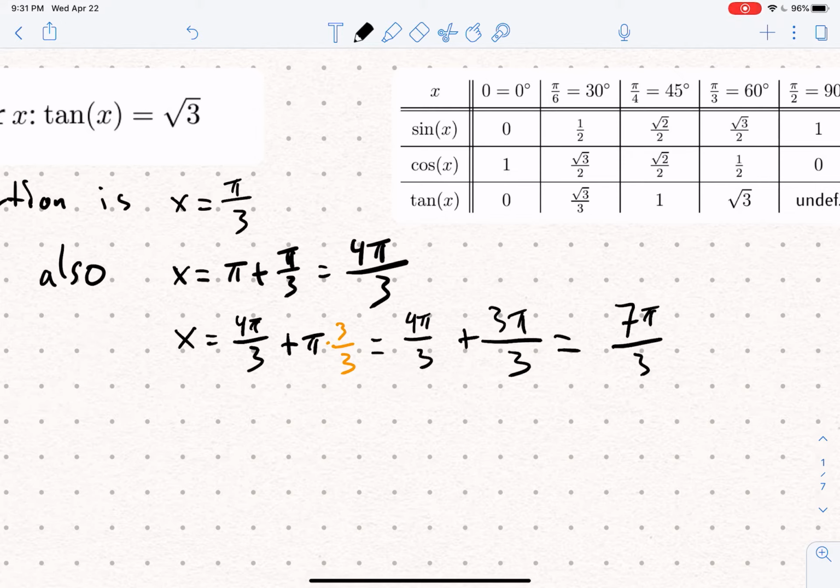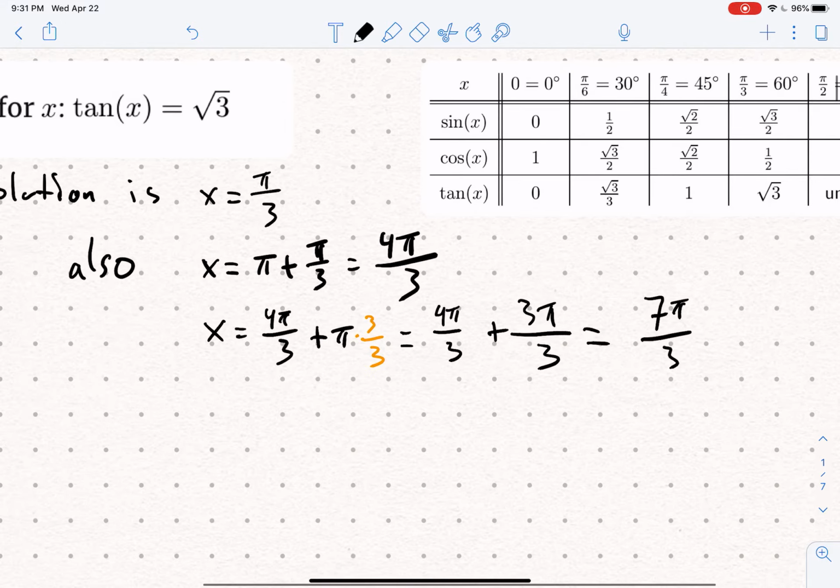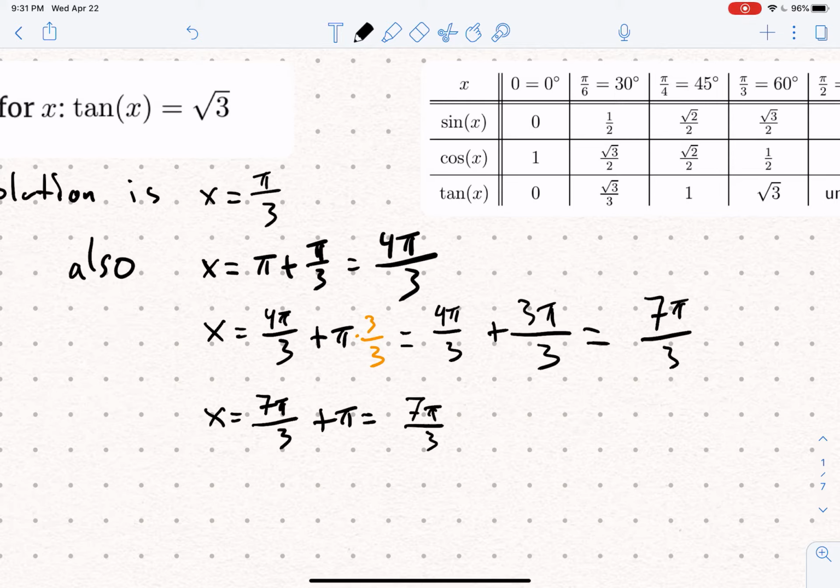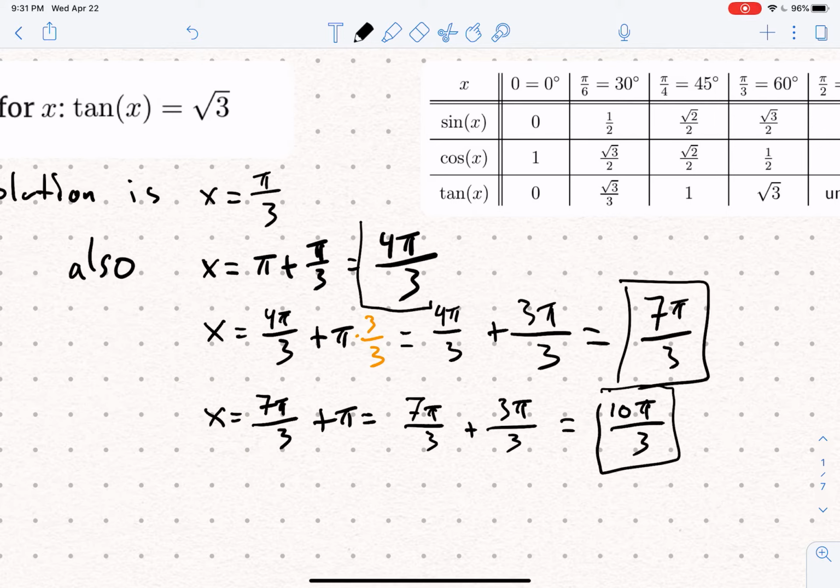We're going to have another solution if we add pi again onto this. So we're going to have x equal 7 pi over 3 plus pi. And when we combine these, once again, we get a common denominator, and it's going to look like this, 7 pi over 3 plus 3 pi over 3. And when we add those together, we're going to end up with 10 pi over 3 on the top. So far, we've found how many solutions? 1, 2, 3, 4 solutions to this thing.